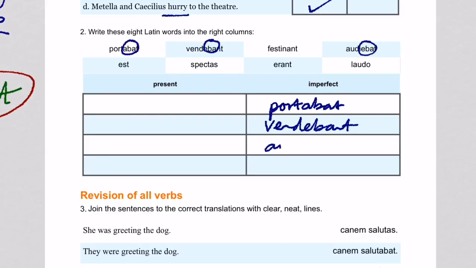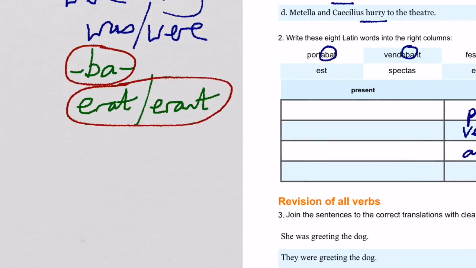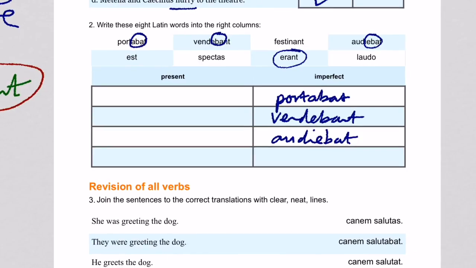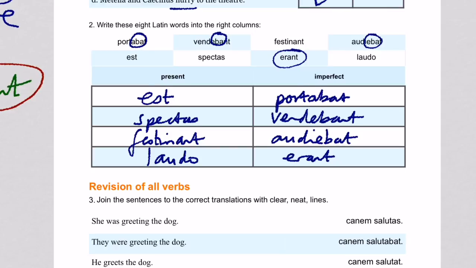Sorry about my writing and the funny magic words. I've misspelt that one. It's audio bat. That's those three. Now, the other way of doing imperfect, apart from BA, is this erat or erant. Okay, and there's one there. So let's write that one in there, which means all the others: she is, you are watching, they are hurrying, and I am praising. They're all present tense because they're not imperfect.